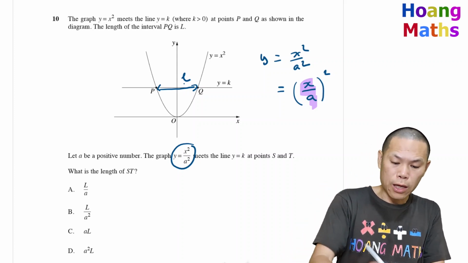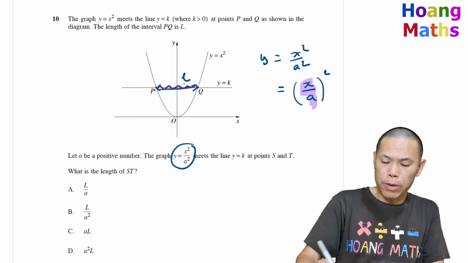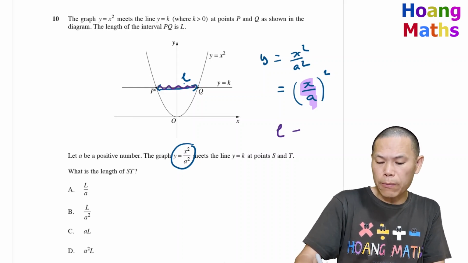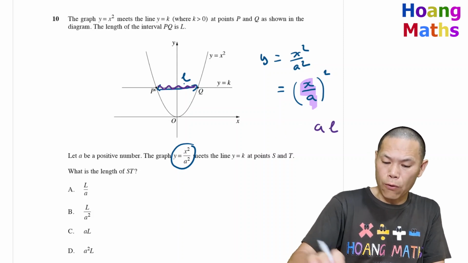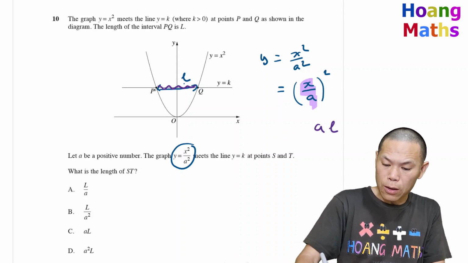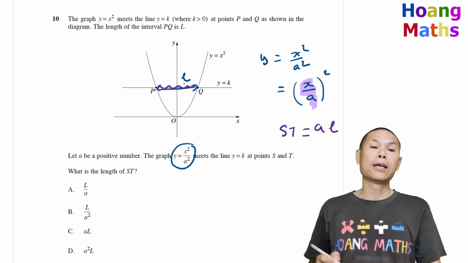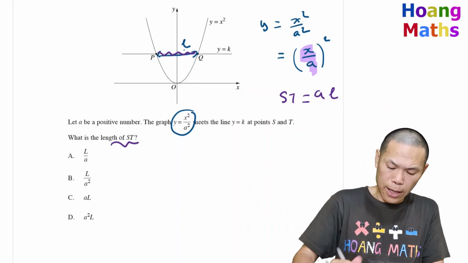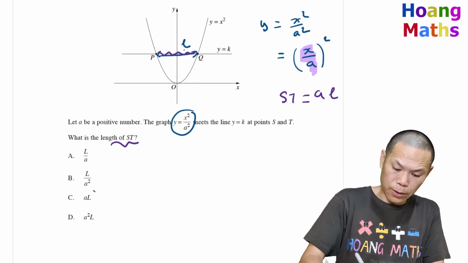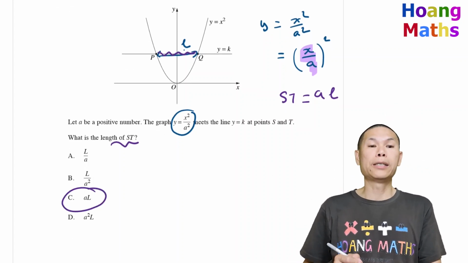So in other words, this length here, instead of L, it transforms, so becomes AL. So therefore, the distance ST is AL. So the question said the length of ST, so ST is AL. So the answer should be C.